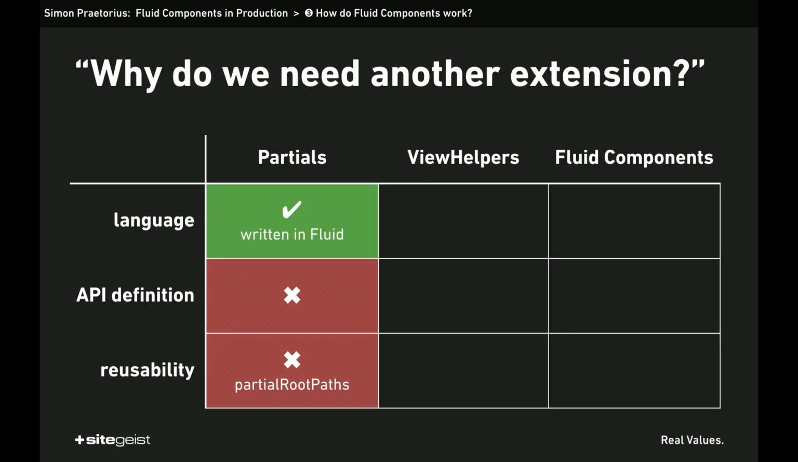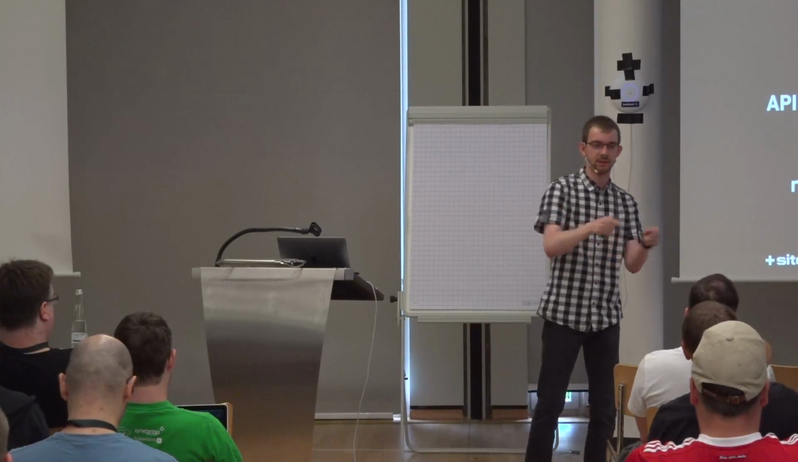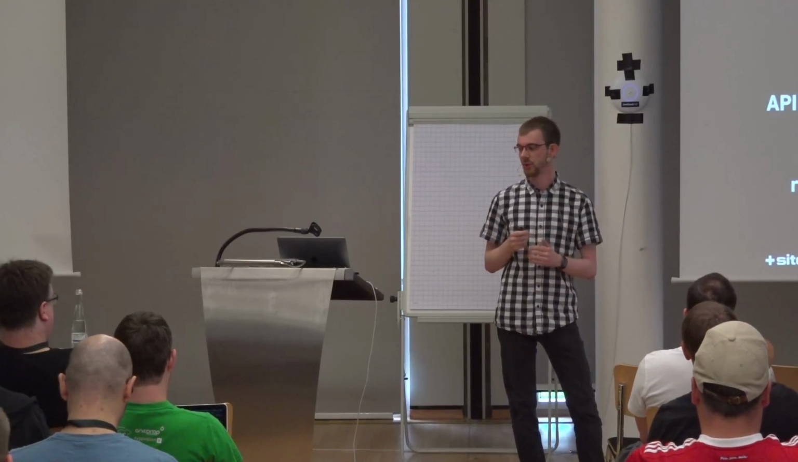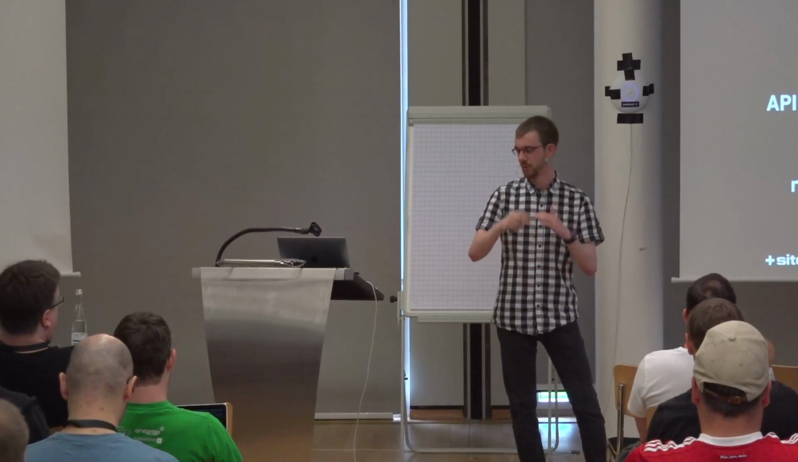And it should also be reusable, and the partial is partly reusable. But because of partial root paths, you would have to set it for every extension again, and that becomes quite cumbersome and can also have strange effects when you have files with the same file name, which will override each other.